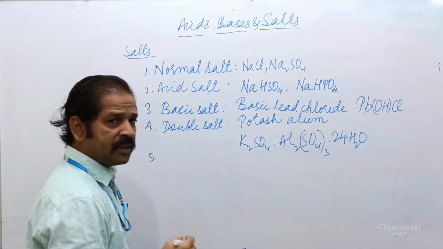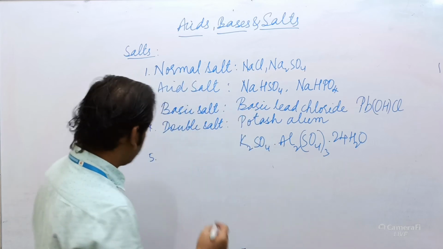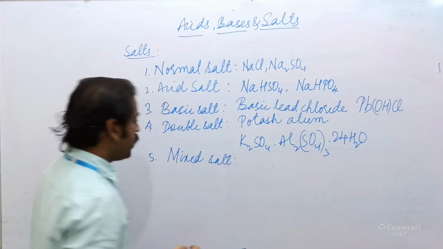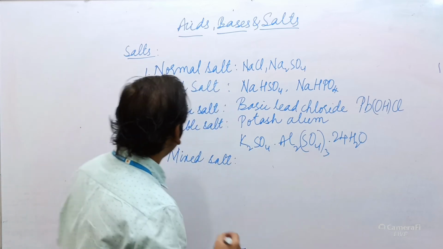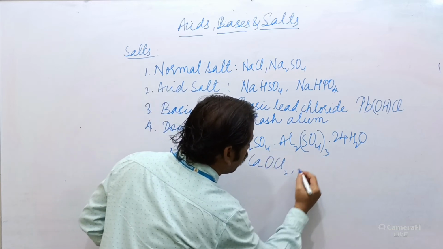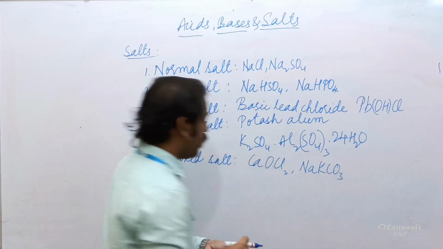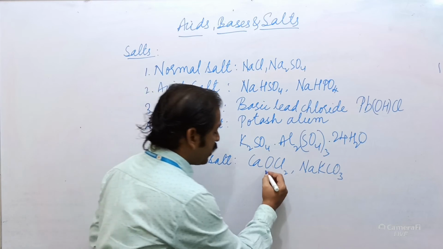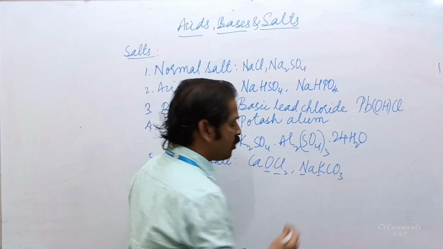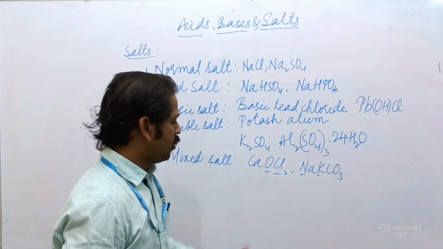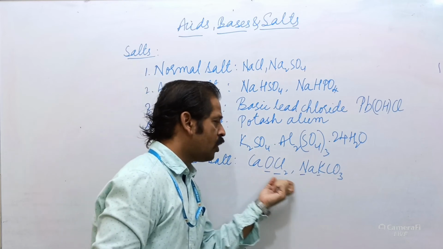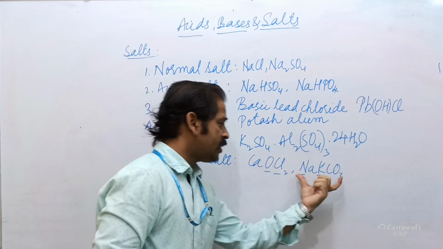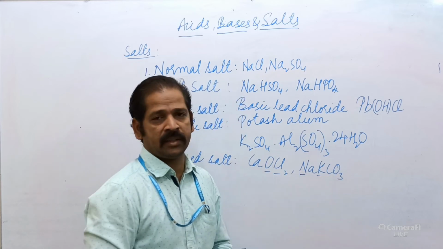The fifth one is the mixed salt. Examples for the mixed salt are calcium oxychloride or sodium potassium carbonate. In a mixed salt, two acidic radicals or two basic radicals will be there in a single salt. It is a single salt having two acidic radicals, or a single salt having two basic radicals.